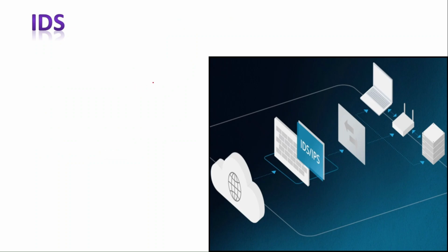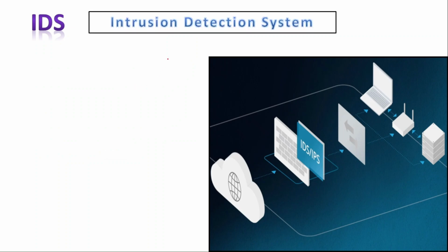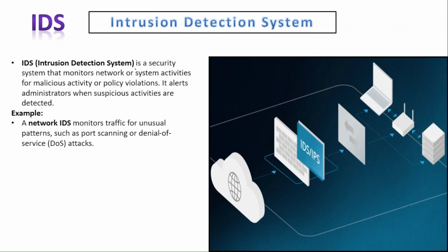IDS, that is Intrusion Detection System. So IDS, Intrusion Detection System, is a security system that monitors network or system activities for malicious activities or policy violations. It alerts administrators when suspicious activities are detected. Example, a network IDS monitors traffic for unusual patterns such as port scanning or denial of service attacks.